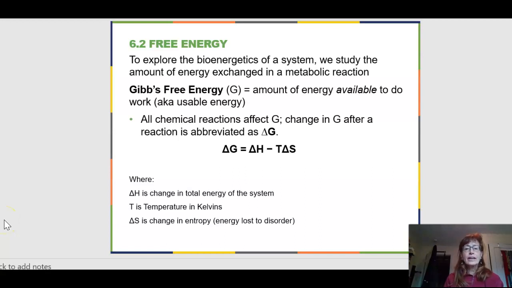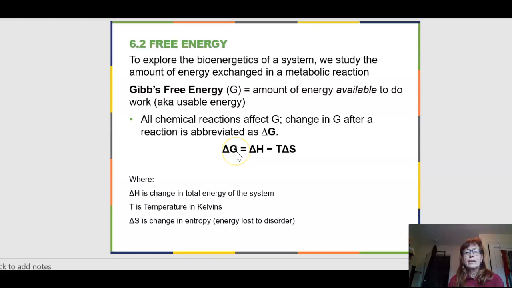Okay, so let's start again with this idea of free energy. This is, again, OpenStax, Chapter 6, Section 2. Gibbs free energy is really a useful way of looking at how biological systems, how we can measure the energy that's being used and what is actually available. So let's review these terms.